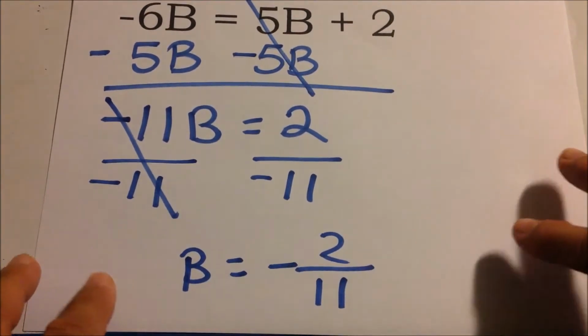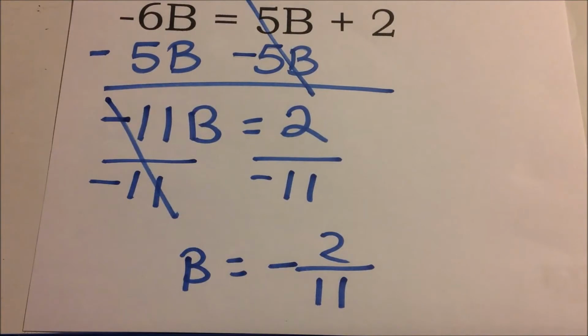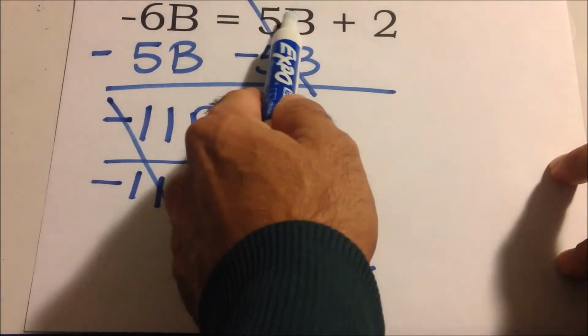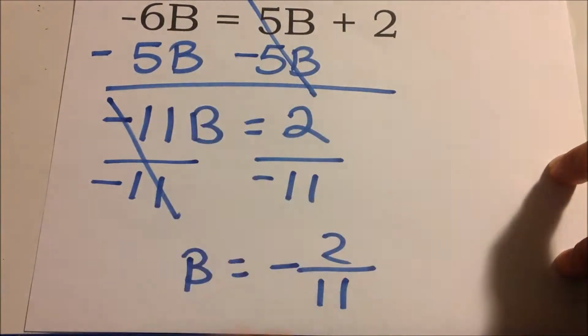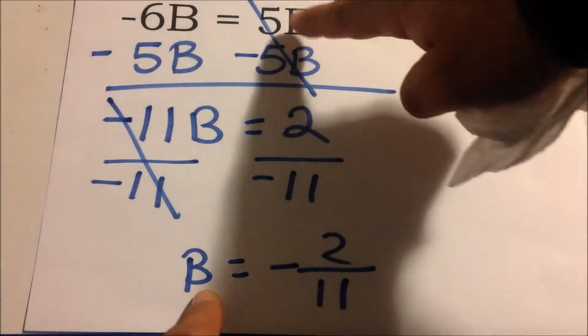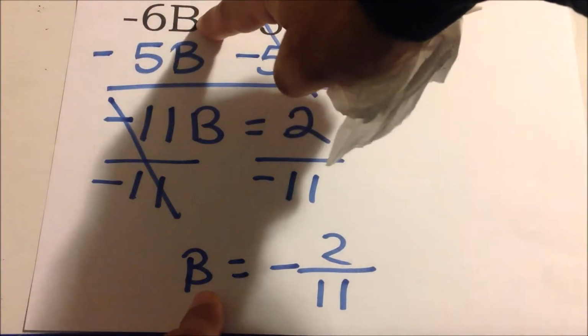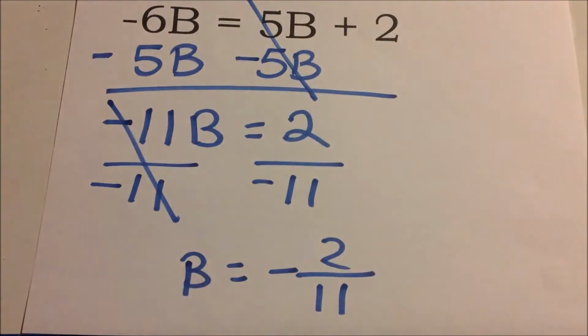Now let's check to see if we're right. So we're going to replace negative 2/11 with b and see if they equal each other. So we're going to say 5 times negative 2/11 and negative 6 times negative 2/11. So try that, see what you get.